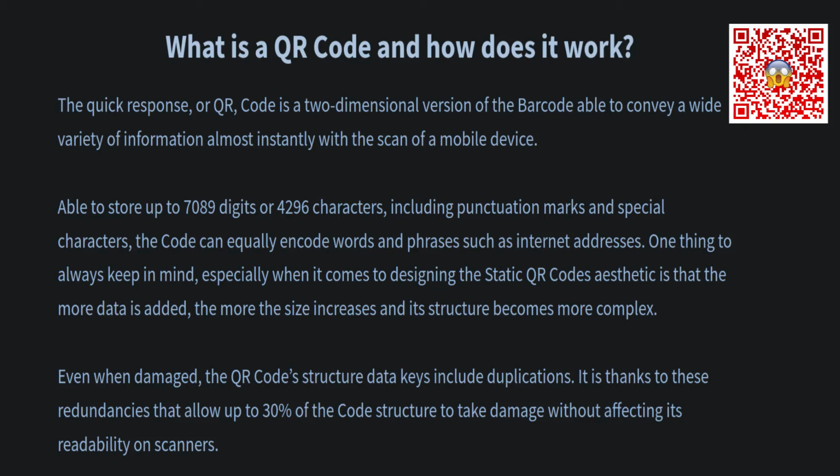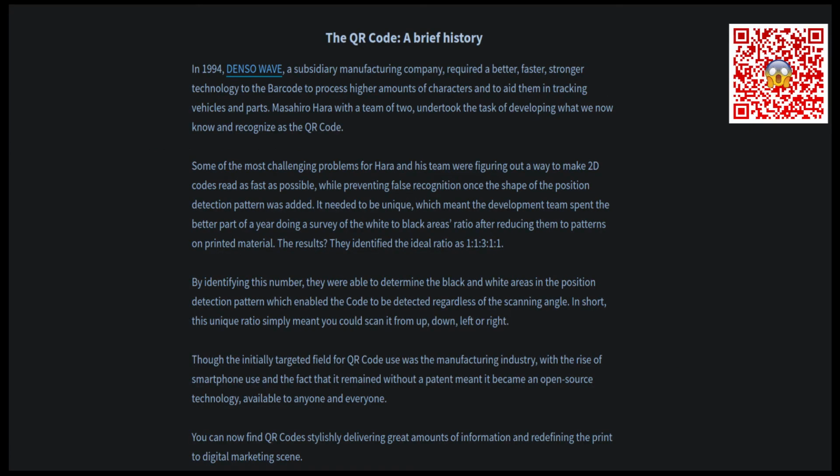One thing to always keep in mind, especially when it comes to designing the static QR code aesthetic, is that the more data is added, the more the size increases and its structure becomes more complex. Even when damaged, the QR code structure data keys include duplications. It is thanks to these redundancies that up to 30% of the code structure can take damage without affecting its readability on scanners.